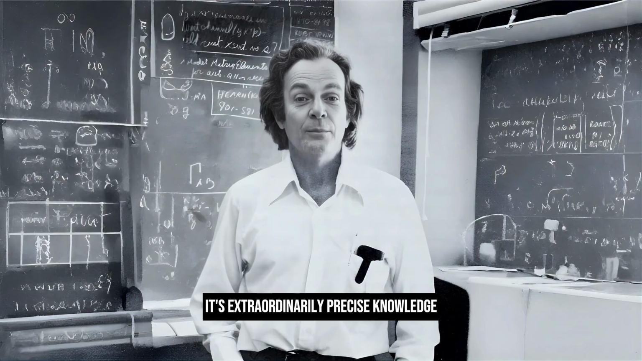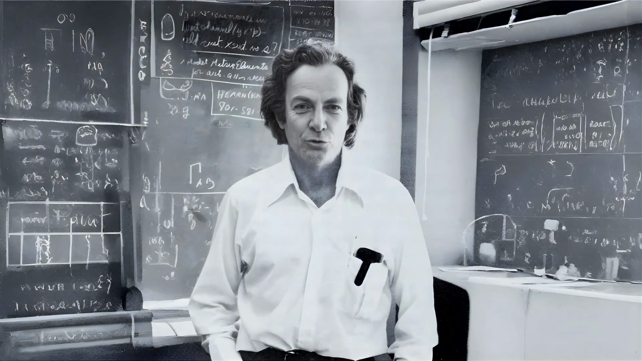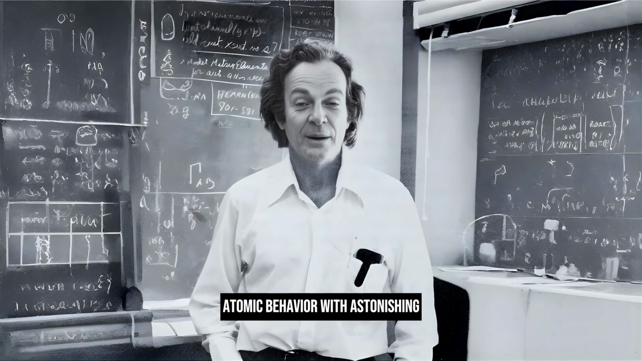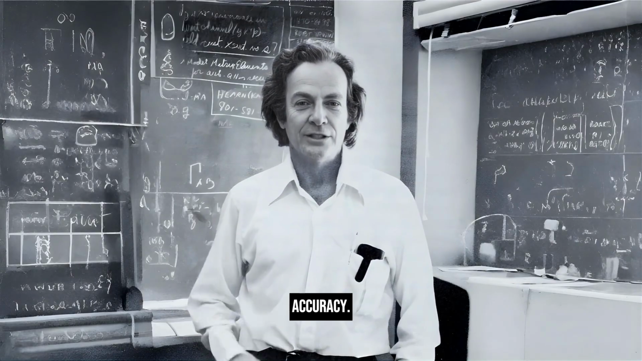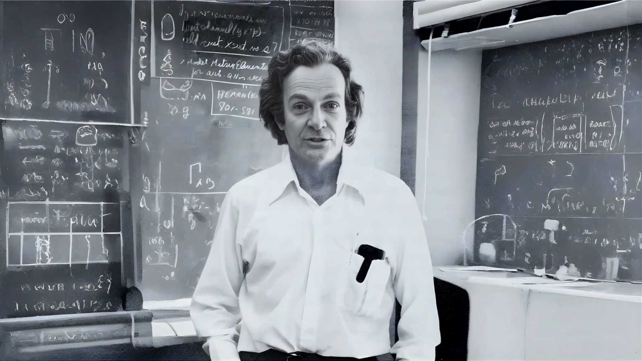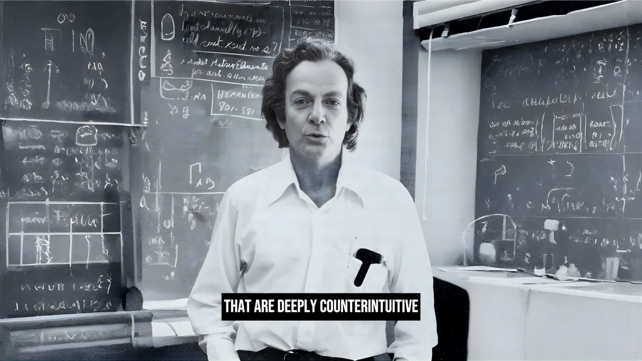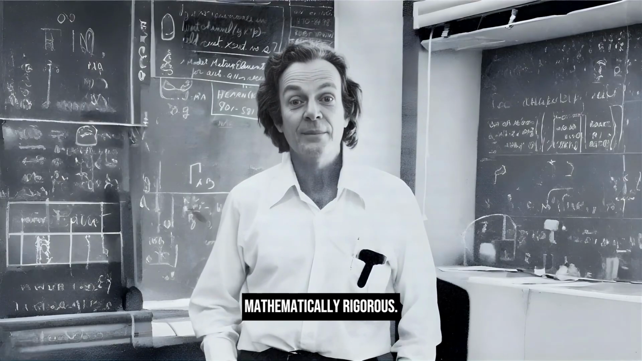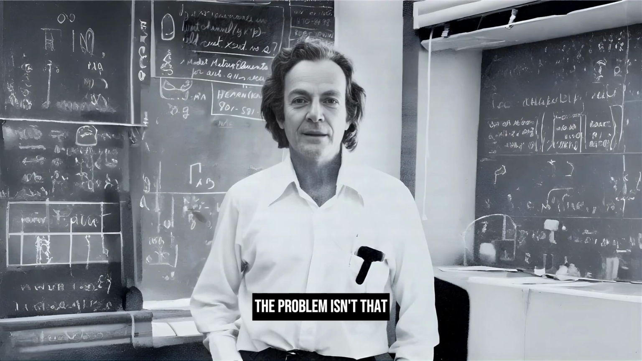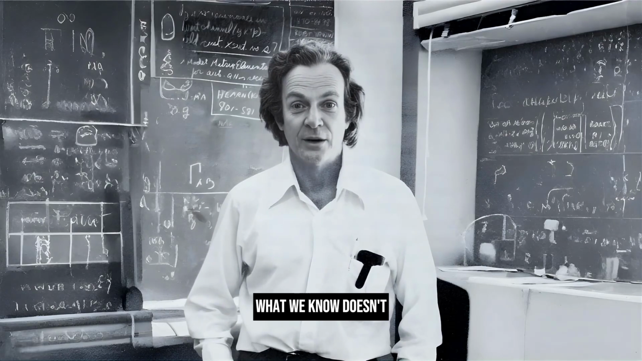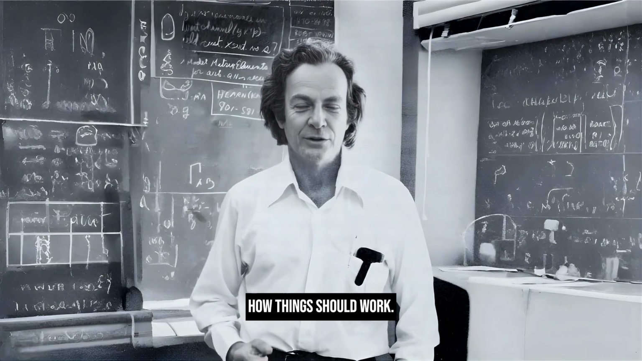It's extraordinarily precise knowledge that lets us build transistors and lasers and understand chemistry and predict atomic behavior with astonishing accuracy. What quantum mechanics reveals is that the world operates according to rules that are deeply counterintuitive but perfectly consistent and mathematically rigorous. The problem isn't that we can't know things. The problem is that what we know doesn't match our intuitions about how things should work.